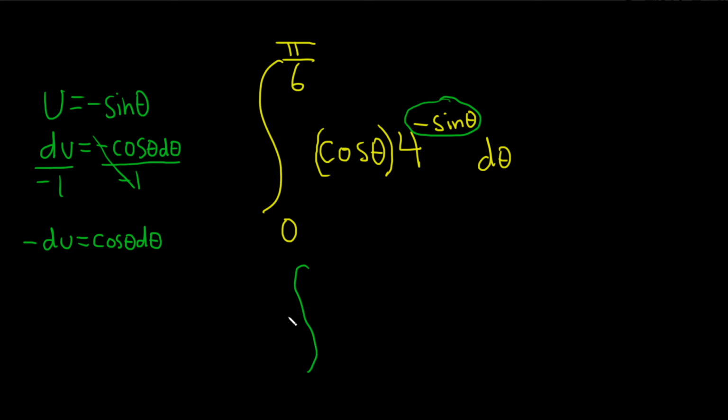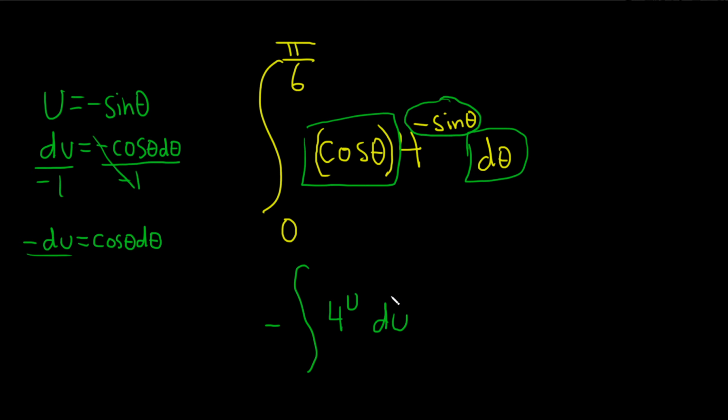Okay, so let's make our substitution here. So we see that cosine of theta d theta is our negative du. So I'll put the negative here on the outside, and then we have the du. And so what's left is this 4 to the negative sine theta. But negative sine theta is just u, so this is 4 to the u.